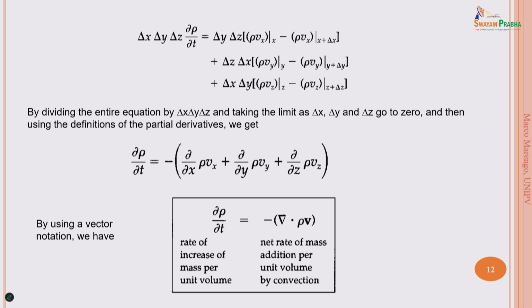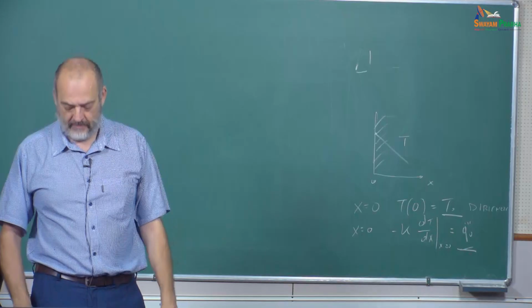So at the end, using vector notation, we have that the partial derivative of ρ with respect to t is equal to minus the divergence of ρv, okay? This is the net rate of mass addition per unit volume by convection, so the convection of the mass. Is it fine for you? It's a very classical way.